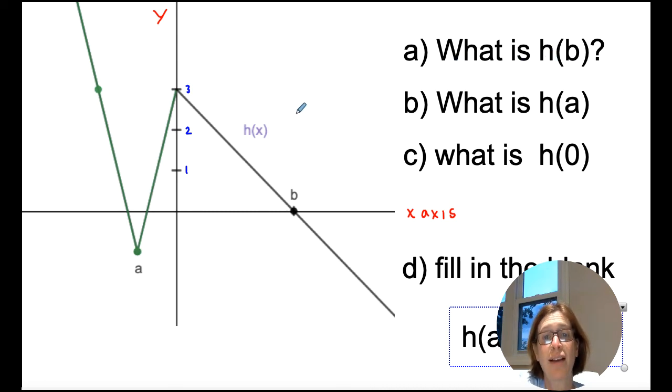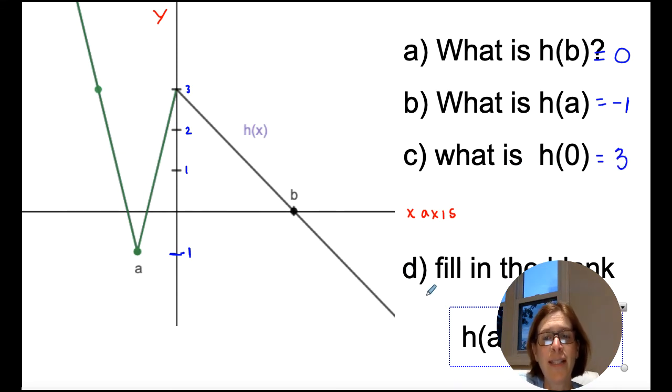All right, so what is h of b? Because this function is h of x. Okay, so h of b, so here's b. H of b is equal to 0. Okay? Why? Because the y-coordinate is 0 when the x-coordinate is b. So what is h of a? Well, h of a is some negative value, isn't it? Let's say negative 1. Okay? So h of a equals negative 1. Because it's asking for the y value when x is a. Okay, what is h of 0? H of 0 equals 3.